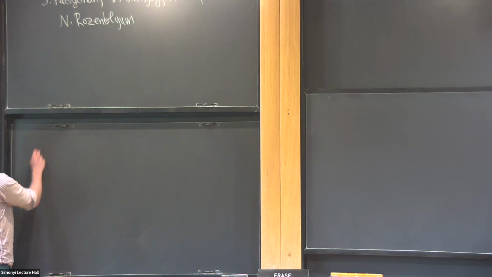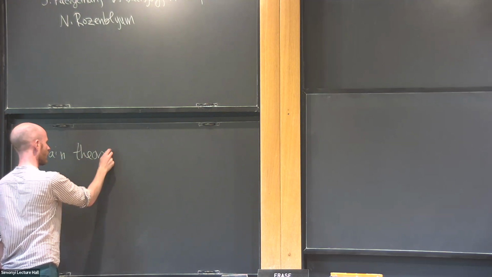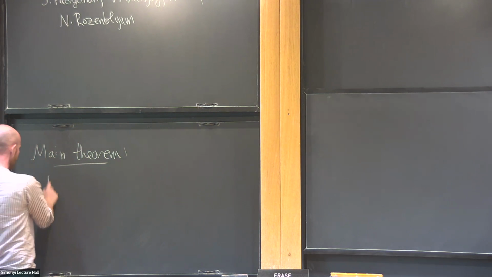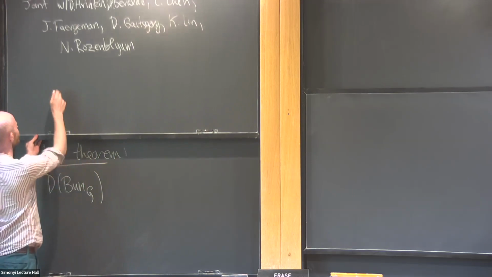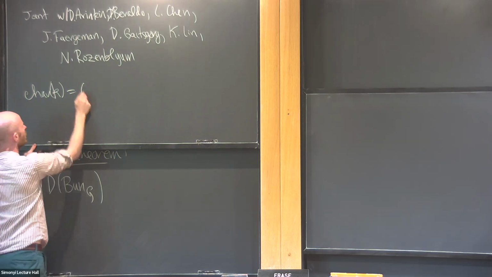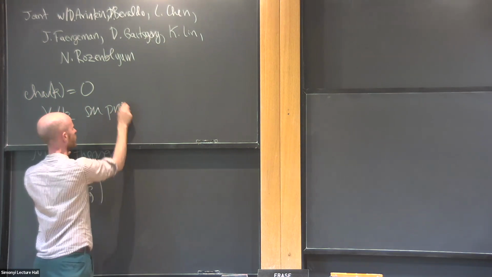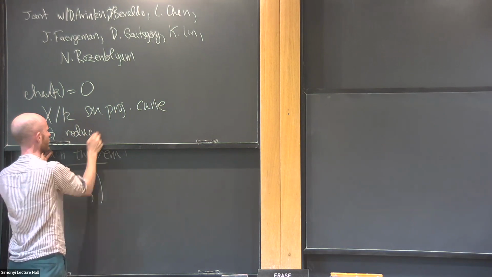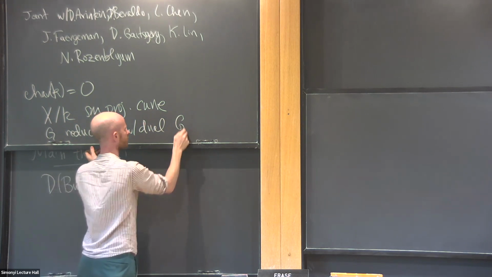So the main theorem is what's called the geometric Langlands conjecture. And it says the following. I'm going to work with a field K of characteristic 0. And I'm going to fix X over K a smooth projective curve. I'm going to fix G a reductive group, connected reductive, with a dual group G check.